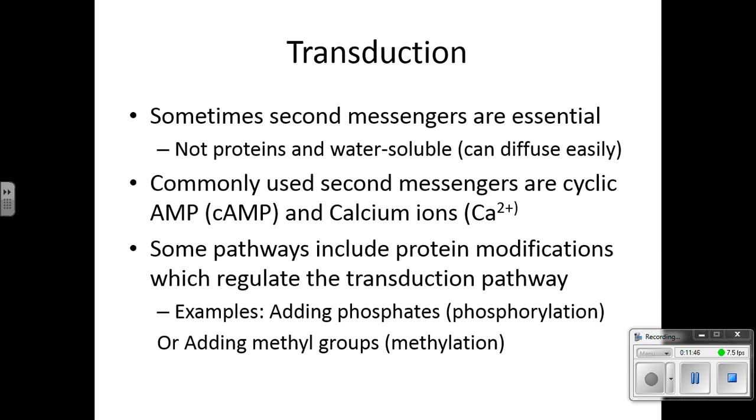Sometimes a second messenger is essential. They're not proteins, and they're usually water soluble so that they can diffuse easily. Commonly used second messengers are cyclic AMP and calcium ions. Know those two. You'll see this one when we get to the neurons. And then cyclic AMP, I think we talk about, I can't remember what unit we talked about. Maybe we talked about it in this one.